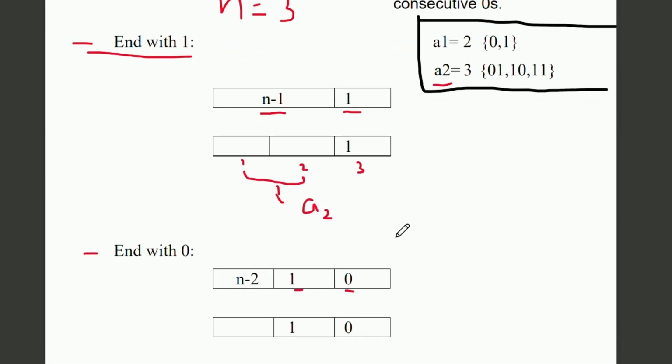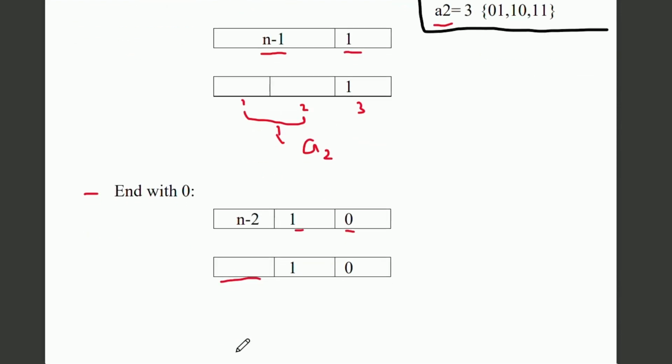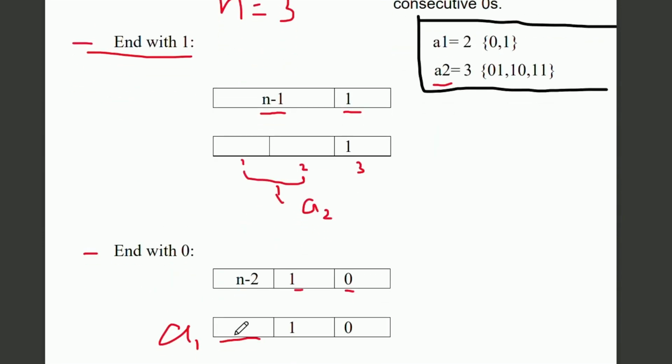Okay, and we come to the second condition, ending with 0, and we only have one empty space here, which means it is actually A1. Yes, because the length of the bit string is 1 only, and we know A1 as our initial condition is 2, either 0 or 1.